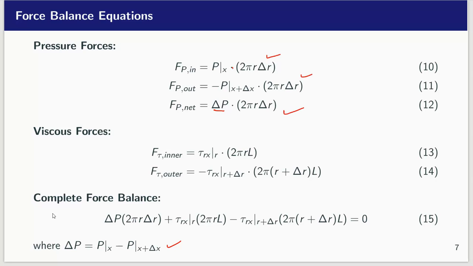Viscous force: F tau inner is tau rx at r into 2 pi r L, and F tau outer is minus tau rx at r plus delta r into 2 pi (r plus delta r) into L. Now the complete force balance: delta P 2 pi r delta r plus tau rx 2 pi r L minus tau rx at r plus delta r 2 pi (r plus delta r) L is equal to 0. Here delta P is equal to P of x minus P of x plus delta x.